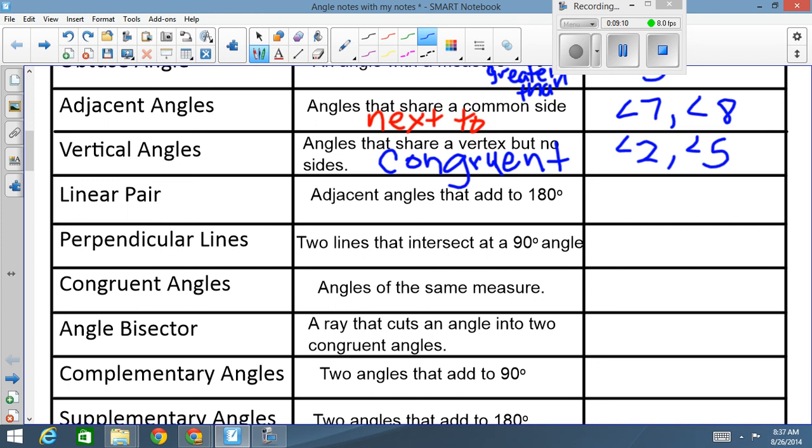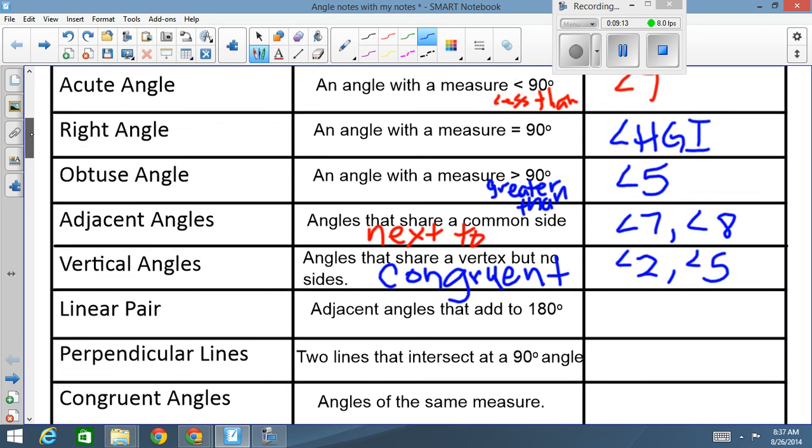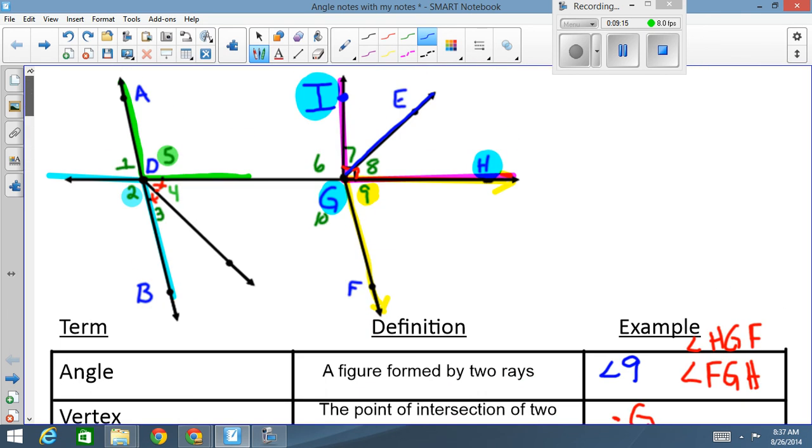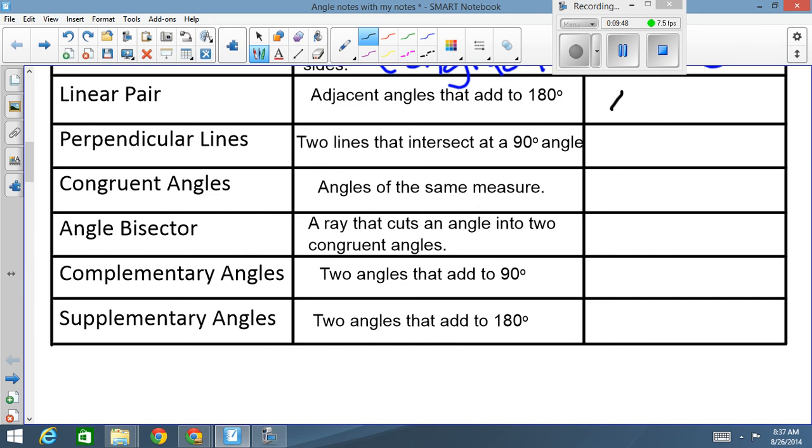Okay. Continuing along, linear pair. Linear pairs are adjacent angles that add to 180 degrees. Linear pair, or line pair, a pair that makes up a line. So in a case where you're looking at this line right here, you can see that angles 1 and 5, when you add them together, starting from this side and going over to here, those two angles together make up that straight line. Therefore, they are a linear pair. Linear pair, angles 1 and 5.